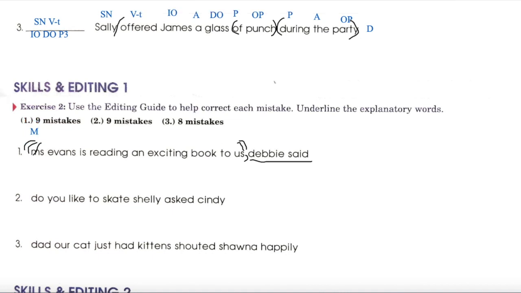And capitalize the name Evans. And we need to put a period in between Miss and Evans, right? There we go. Miss Evans is reading an exciting book to us. Debbie's, oh, we need to capitalize the name Debbie. And then, of course, we need a period at the end of our sentence. So let's put in the period.